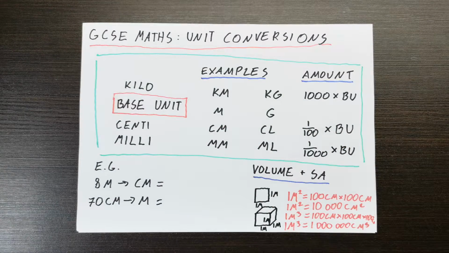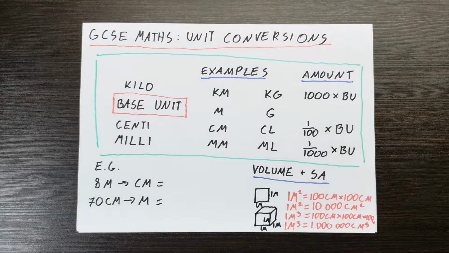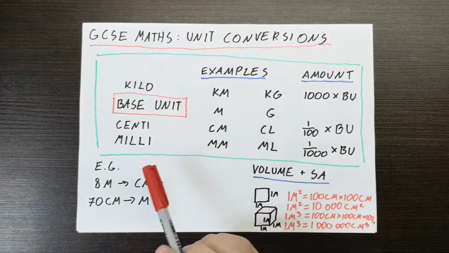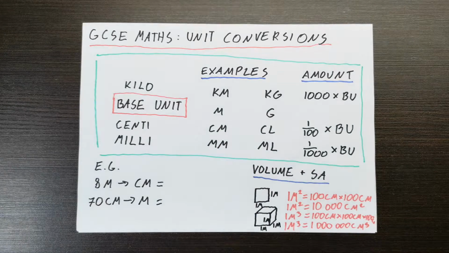Now, going down further, we have milli. So, for example, millimeters or milliliters. And that is 1/1000th of the base unit. And so, for example, here we have millimeters, and 1 meter is equal to 1000 millimeters. 1 gram is equal to 1000 milligrams. 1 liter is equal to 1000 milliliters. So we are going down even further. So that's the system I use to remember the conversions.